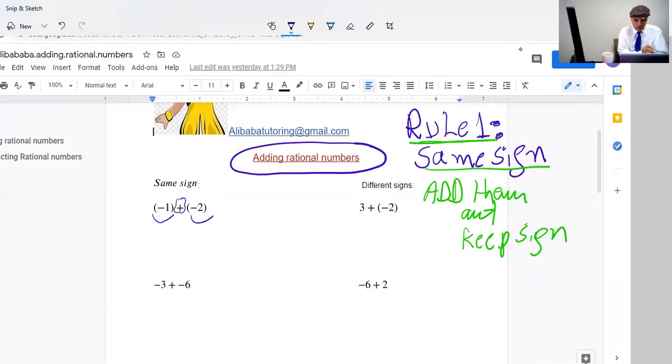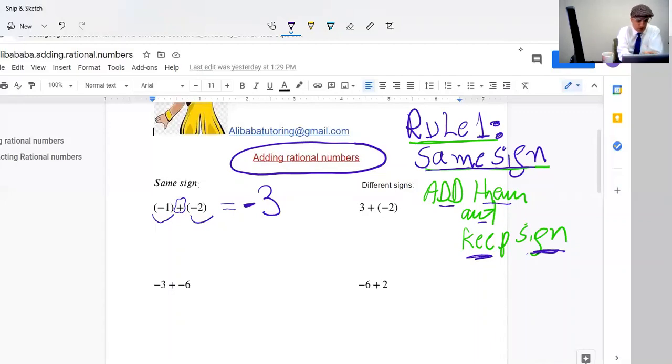So let me go to my rule. The rule says if you have numbers with the same sign, add them and keep the sign. So I'm going to forget about the sign, I'm just going to add them. 1 plus 2 is 3. And since they were both negative, the second part says keep that sign. If they were both negative, just keep it. So the answer is -3. All right, not too bad.